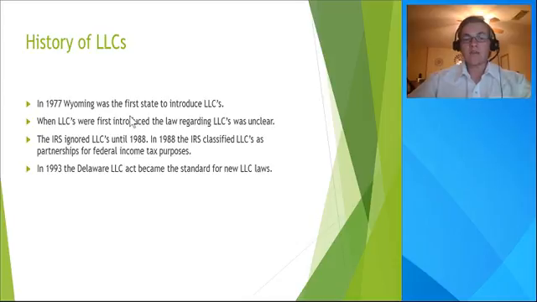The IRS ignored LLCs until 1988. In 1988, the IRS classified LLCs as partnerships for federal income tax purposes. So basically, LLCs weren't even acknowledged by the IRS until 1988, and when they finally were acknowledged, they just got classified as partnerships. It wasn't until 1993 the IRS approved LLCs. And we'll talk about that right here.